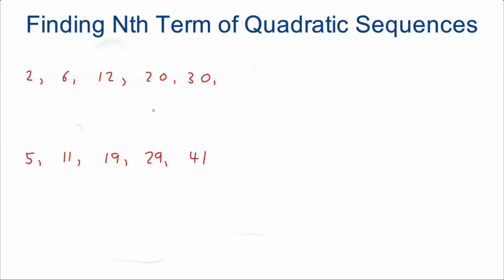Well, we've got these two sequences. If you'd like to have a go yourself, then just pause and have a go. Right, so let's have a look. 2 to 6 is 4. 6 to 12, 6. 12 to 20 is 8. So our second difference is 2, 2, 2. So it's +2 each time.